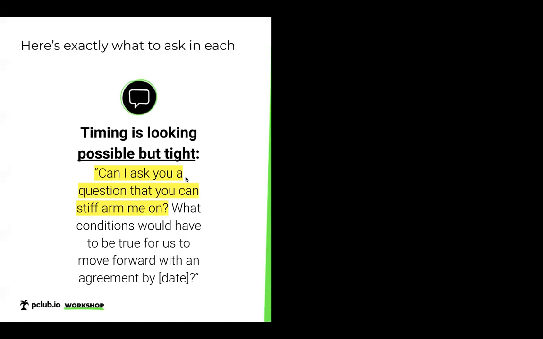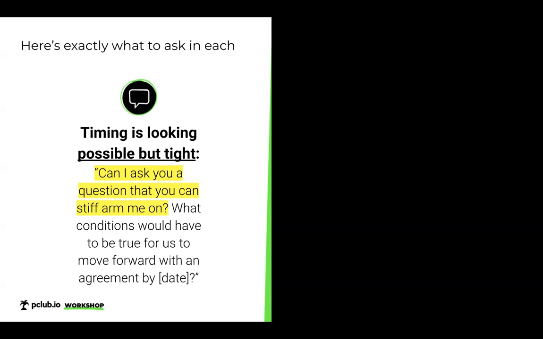So here's the first one. If timing is looking possible but tight, here's what you're going to ask. Can I ask you a question that you can stiff arm me on? What conditions would have to be true for us to move forward with an agreement by X date, September 30th, December 31st, whatever the case is?